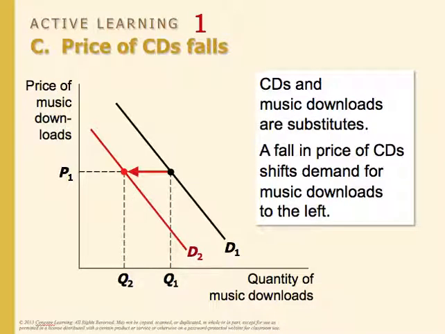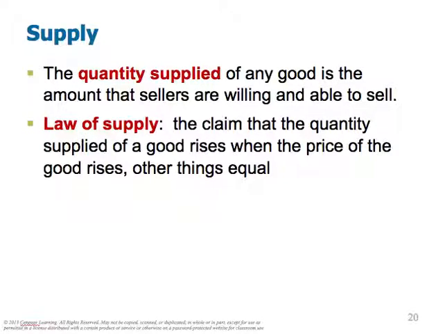Okay, so we are done with demand. Now let's have a look at supply. Just like in the case of demand, there's a difference between supply and quantity supplied. For now, let's just focus on quantity supplied. The quantity supplied of any good is the amount that sellers are willing and able to sell. And we also have a law of supply here. Just like we had the law of demand, the law of supply is a claim that the quantity supplied of a good rises when the price of the good rises, other things equal.